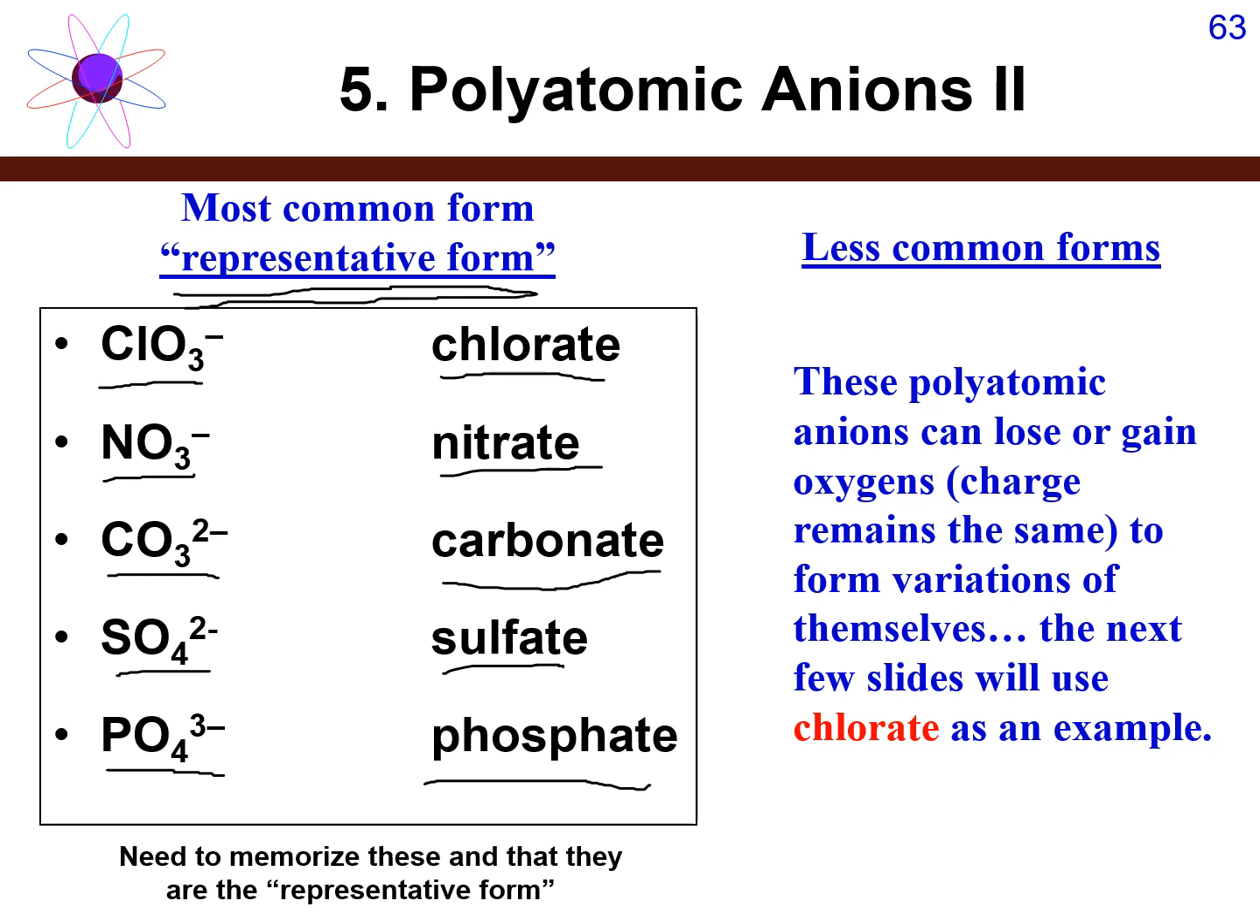Okay, so we're actually going to take the representative form of chlorate that has 3 oxygens, so ClO3-, and we're going to see how it can change with respect to the number of oxygens it has. It can gain or lose oxygens, and when it does that, we don't call it chlorate anymore. We have variations of chlorate, and these are going to be your less common forms, but still important. So these polyatomic anions are polyatomic because there's multiple atoms, and they're anions because the charge is negative. They can differ by their number of oxygens. Let's see how that works for chlorate.